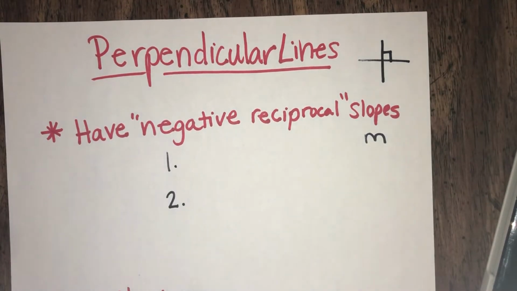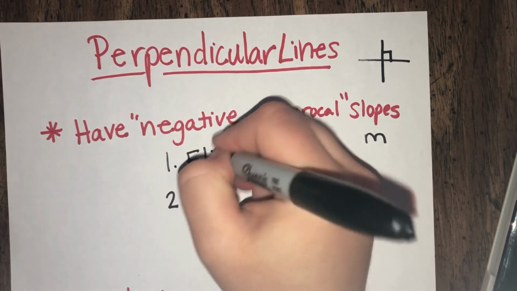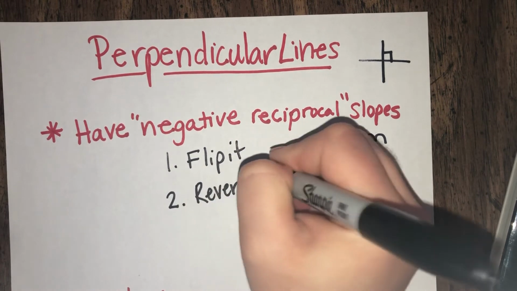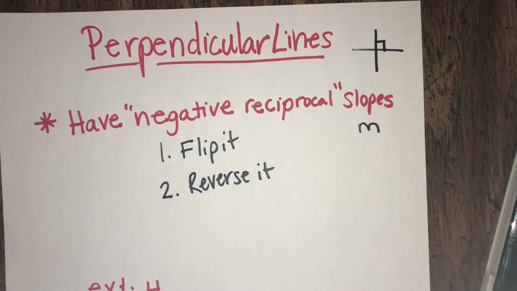I like to think of it in the way of Missy Elliott's words. We're going to flip it and we're going to reverse it. Those are our two steps in creating a negative reciprocal.